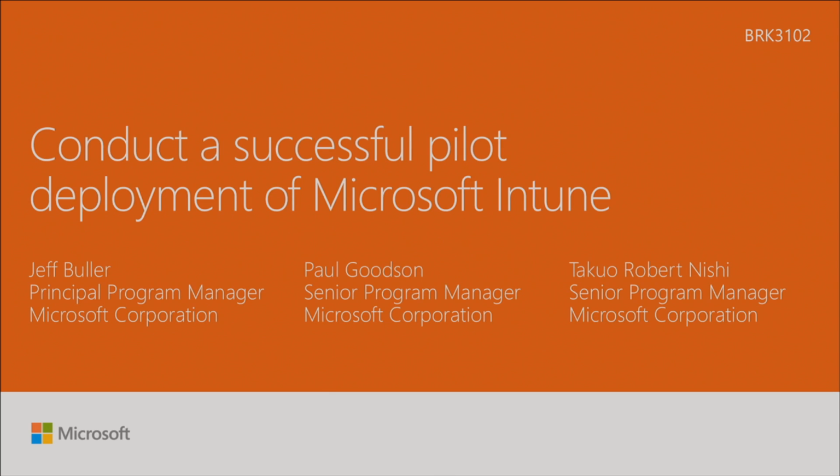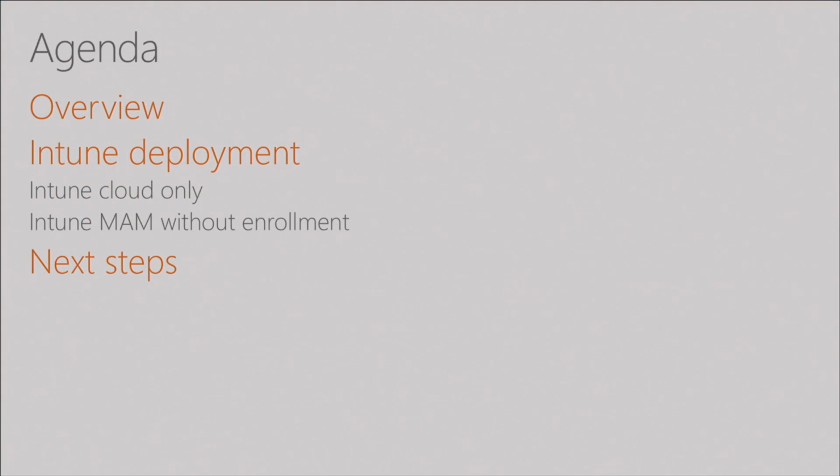Now, let's go ahead and talk about the agenda for today. We have three sections. In the overview section, we're going to discuss Intune deployment planning, which is very, very important. We'll then talk about the different Intune deployment options that are available. We'll move to the Intune deployment section of the presentation. That's where we'll walk through the end-to-end process of doing both an Intune cloud-only deployment and then also an Intune MAM without enrollment deployment. We'll end the session with next steps, talk about additional resources, and take any questions that you have.